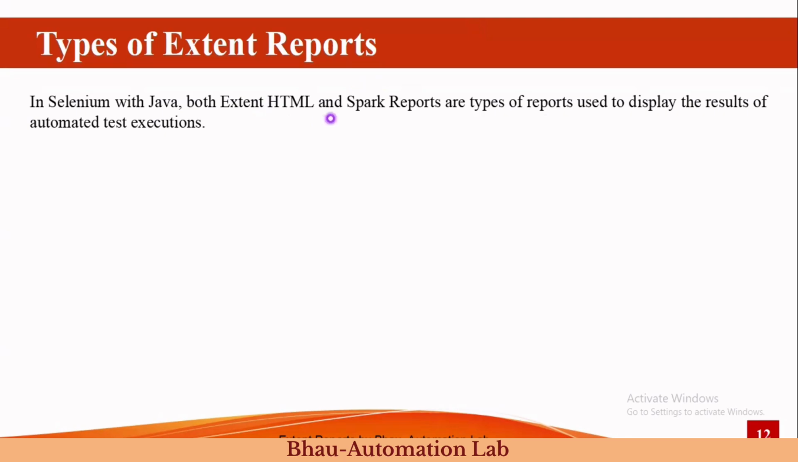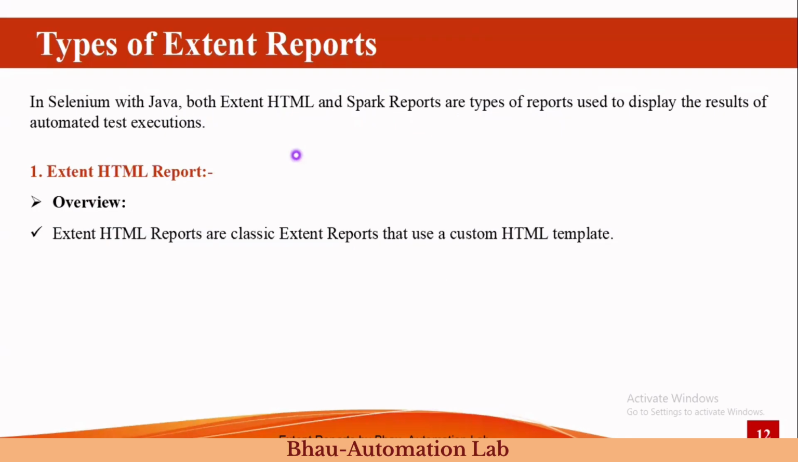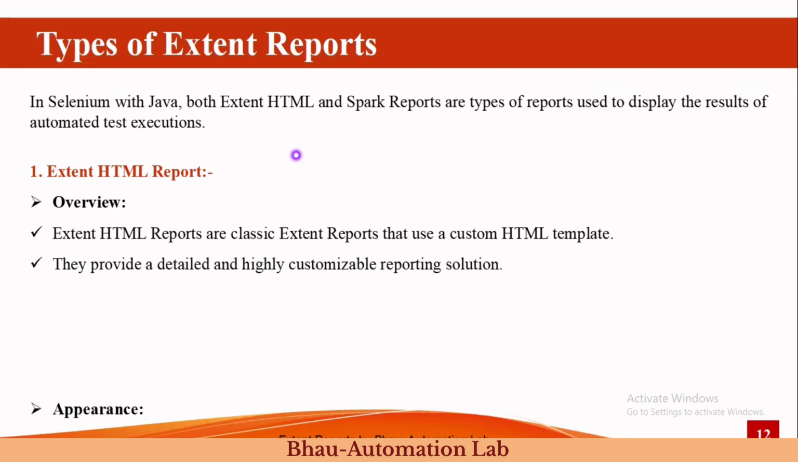Now let's understand the types of Extent reports in Selenium with Java. Both Extent HTML and Spark reports are types of reports used to display the results of automated test execution. Let's first understand what Extent HTML reports are. Extent HTML reports are classic Extent reports that use custom HTML templates. They provide a detailed and highly customizable report solution.